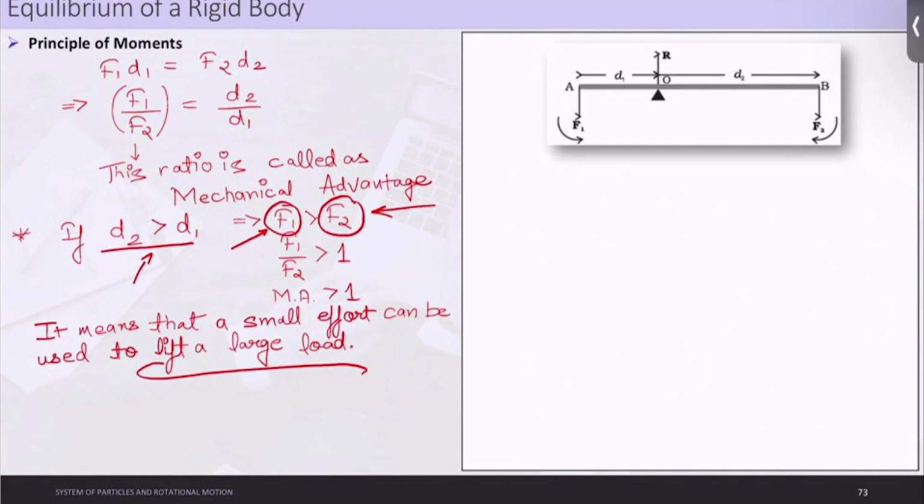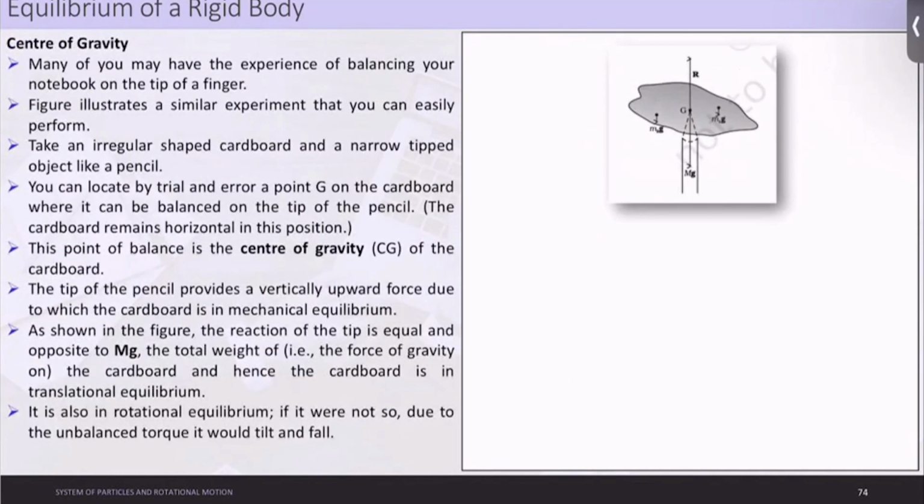That being said, now let us try to understand a new concept which is center of gravity. In very easy terms, center of gravity means that point at which we can assume the gravity of the complete mass to be acting. So it is a point from which we can assume that mg is acting. That was a simple explanation.